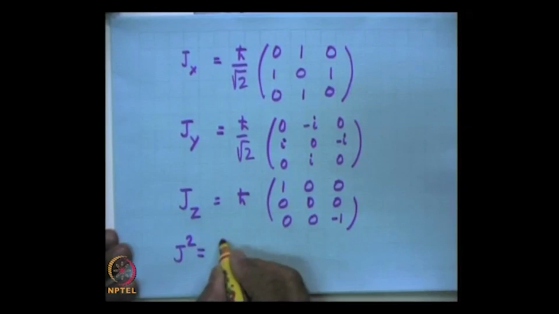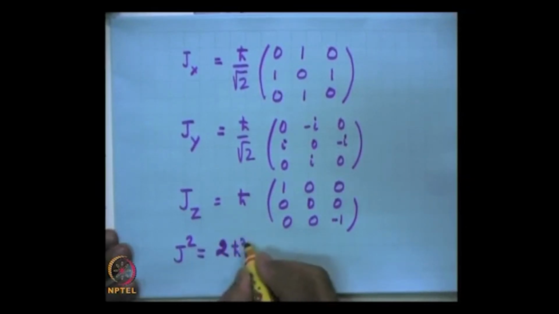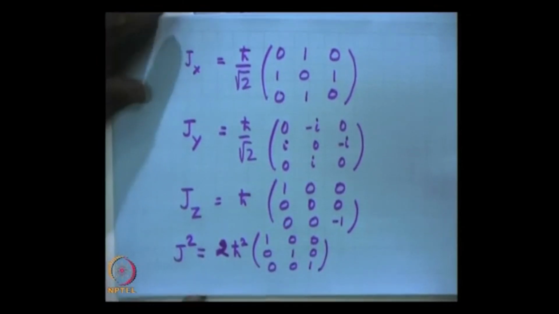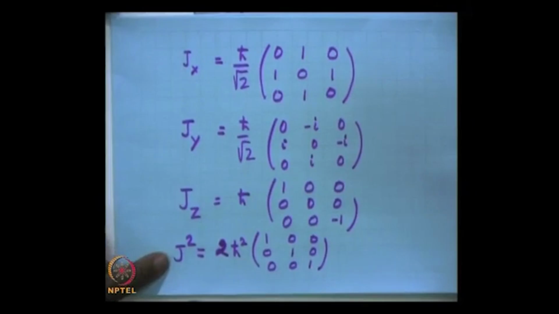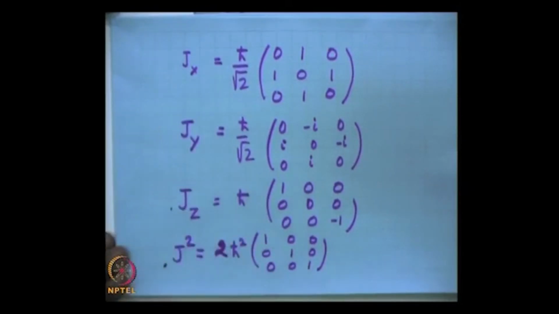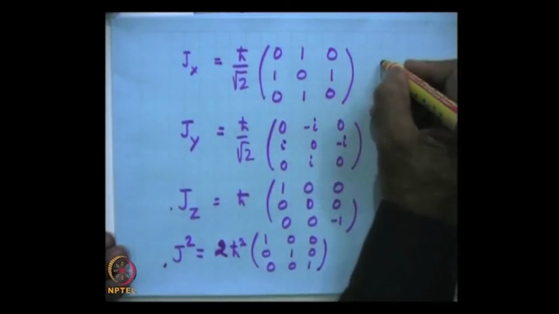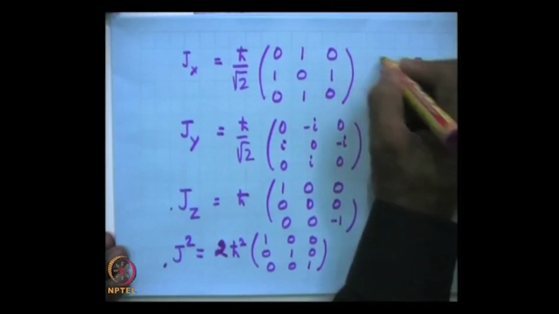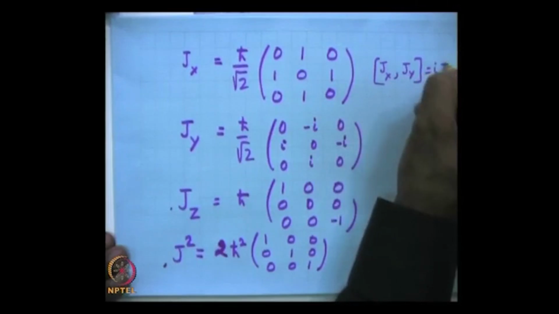So, this will be j into j plus 1, that is 2 h cross square, times the matrix 1 0 0; 0 1 0; 0 0 1. Once again, J x will commute with J square, J y will commute with J square, J z will commute with J square, but J x, J y, J z will not commute with one another, and I leave it as an exercise for you to show that the commutator of J x and J y is equal to I h cross times J z.